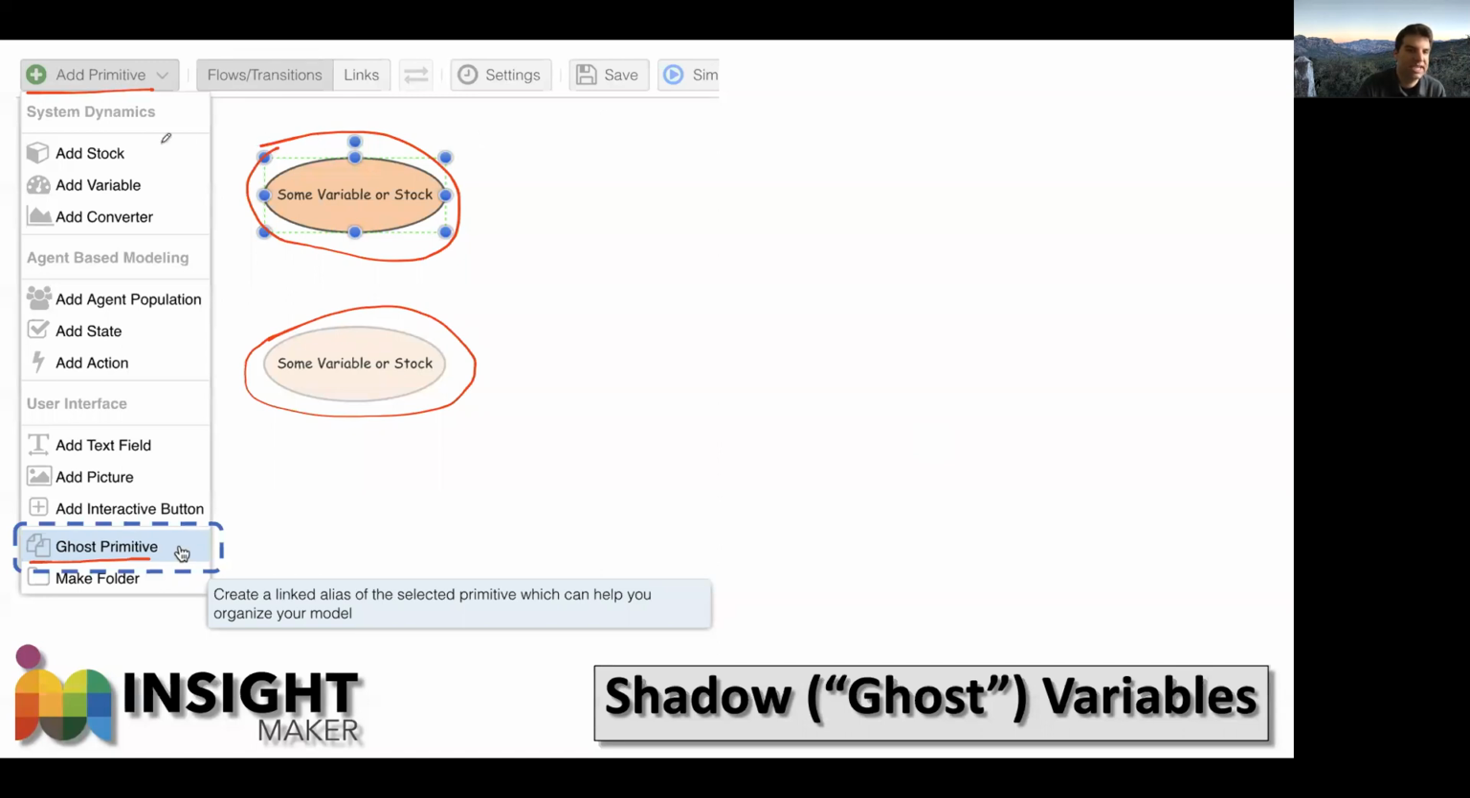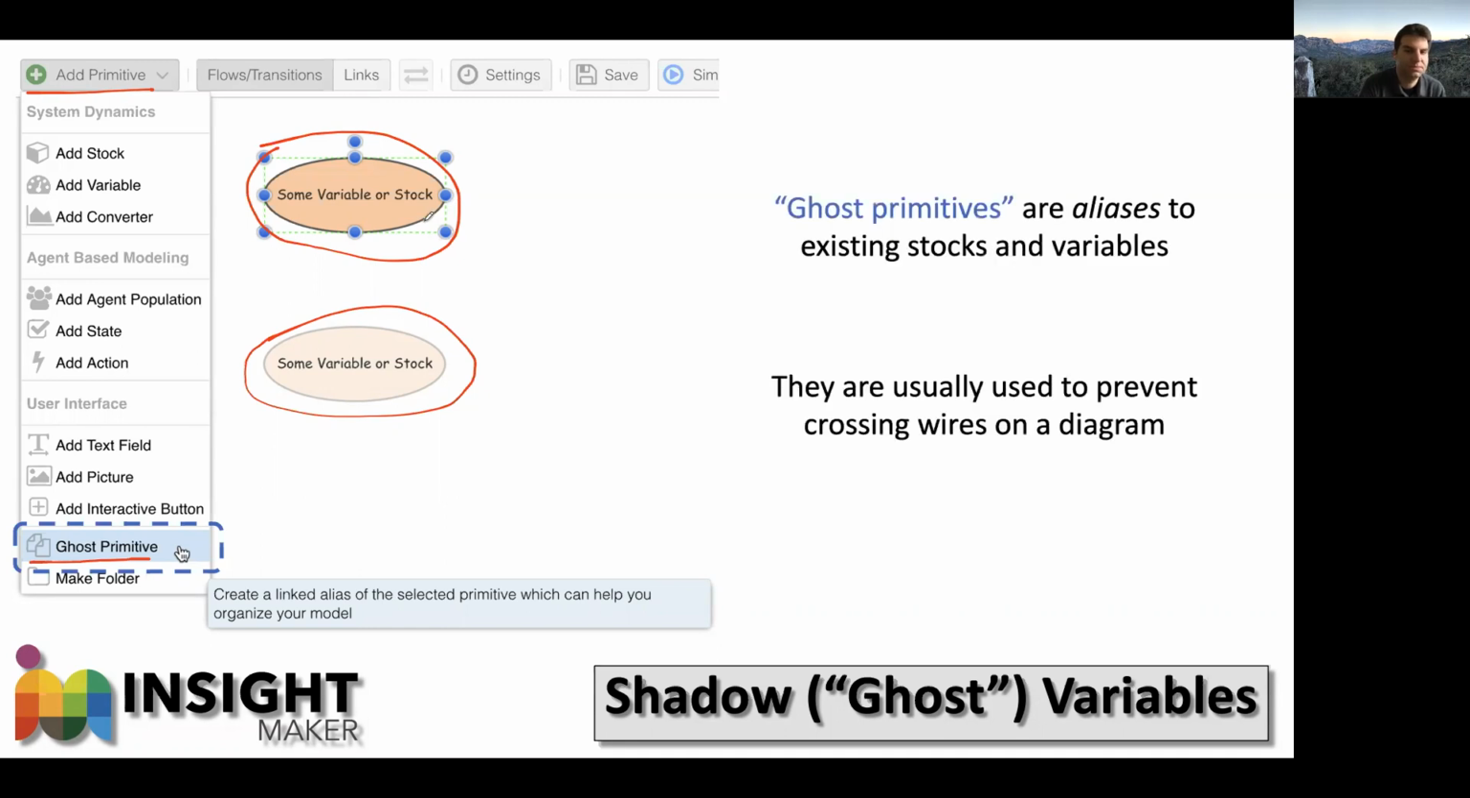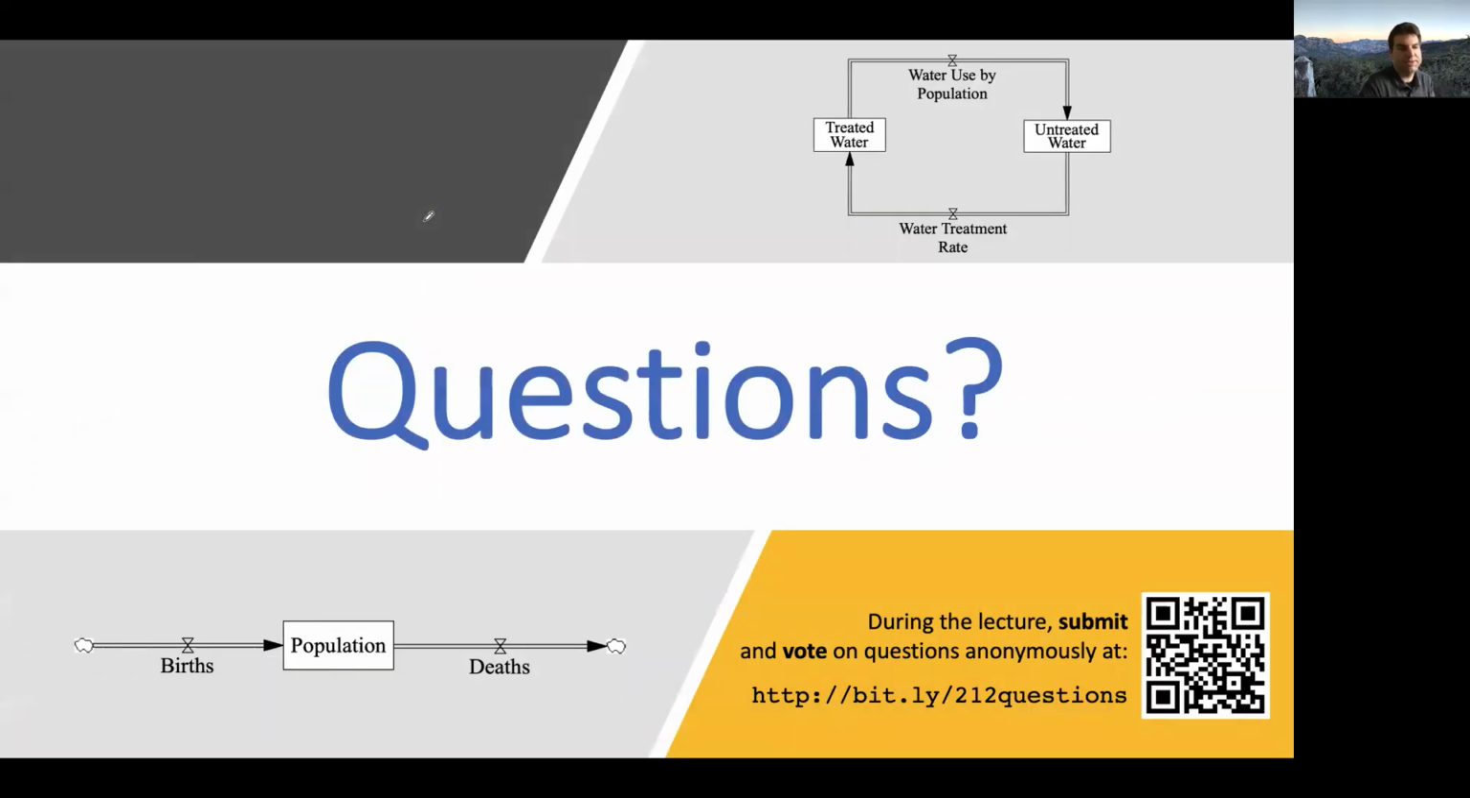If you've got a big sector on the left and a big sector on the right, and you don't want to draw big wires coming across, you just copy whatever you want to connect to, and then move that copy over within the other part of the model. Then you can create local wires, and then you don't need the long wires that go across. All right, so any questions about the ghost variables?